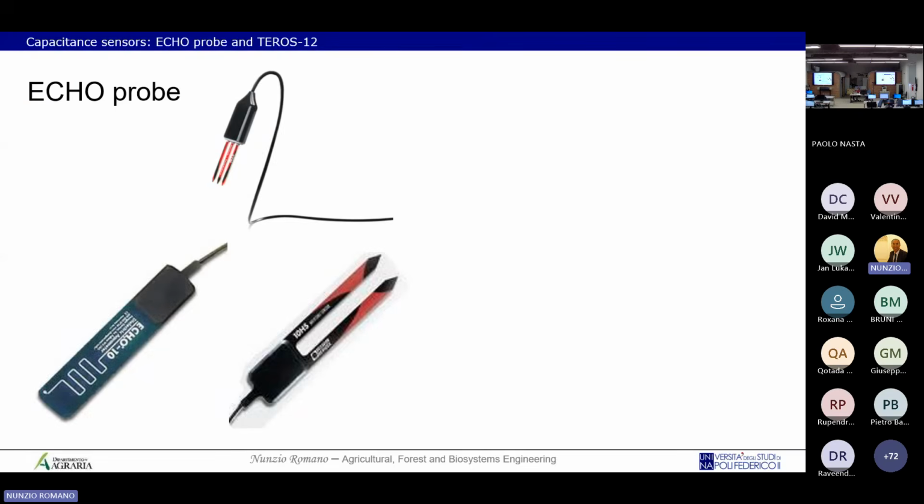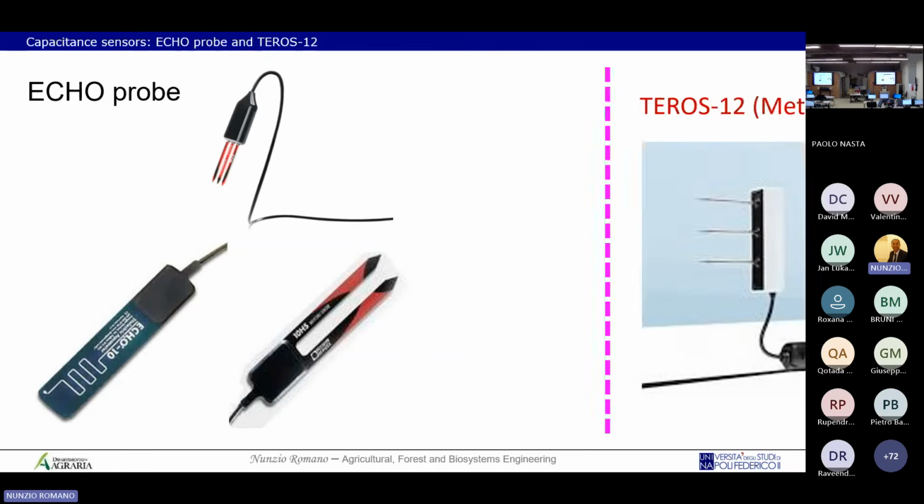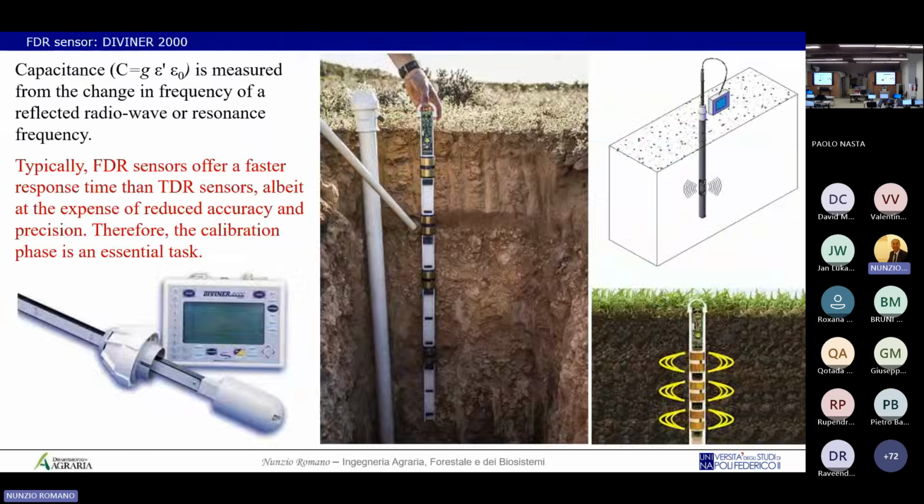Again, we have other types, and just to give you an idea of what you can find on the internet or in the market: the EcoProbe, Teros 12, and so on. Then let's move to the frequency domain reflectometry.